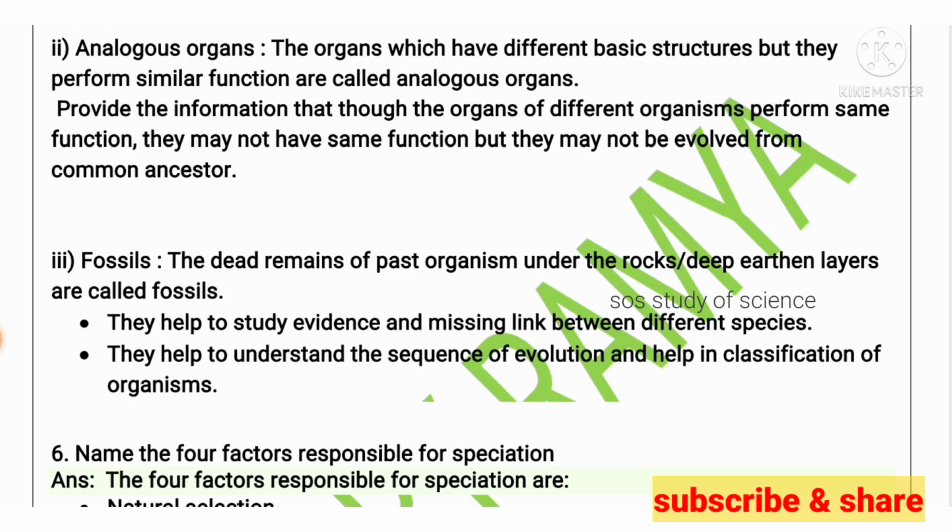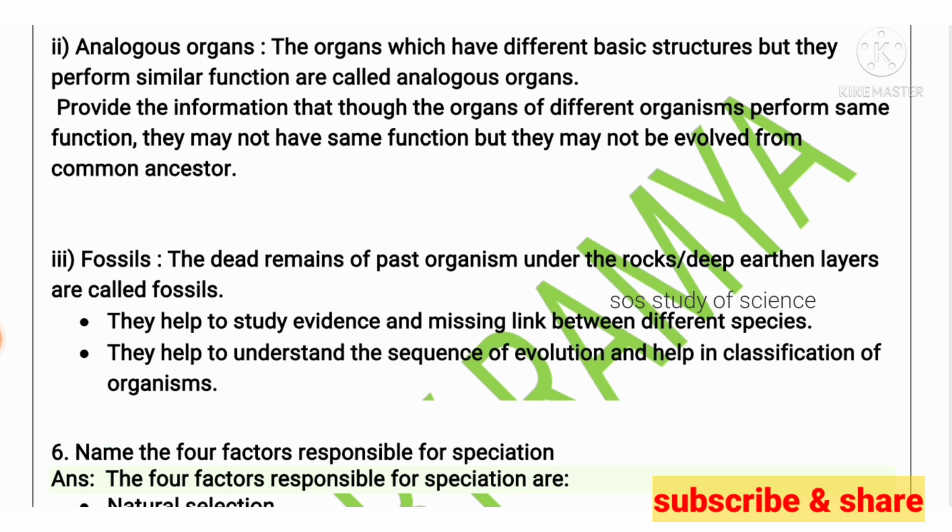Okay, and by looking at the fossil records, see the dead remains of past organism which we find underneath the rocks or deep under the layers of the earth, we will call it as fossils. So by studying the different organisms, fossils, their traces, they help us to study the missing link between the different organisms. Okay, they help us to understand the sequence of evolution. So this is another way that we can find evidences for evolution. Okay, so these are the 3 different evidences that we can consider that evolution has taken place over a longer period of time. Fine.